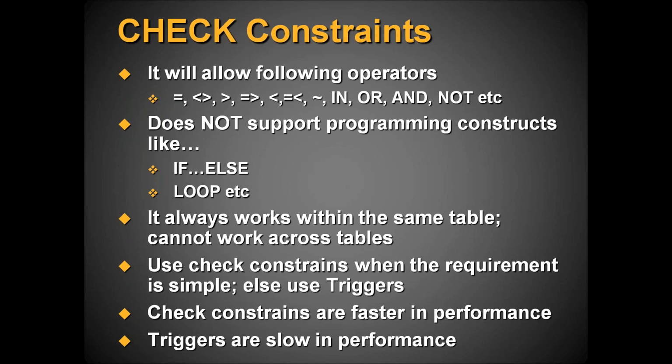Check gender equal to male or gender equal to female, bracket close. That is the constraint expression we have written for the check constraint, right? So we cannot write any if else statements or looping, everything. We cannot declare variables. In the check constraints we cannot do anything.